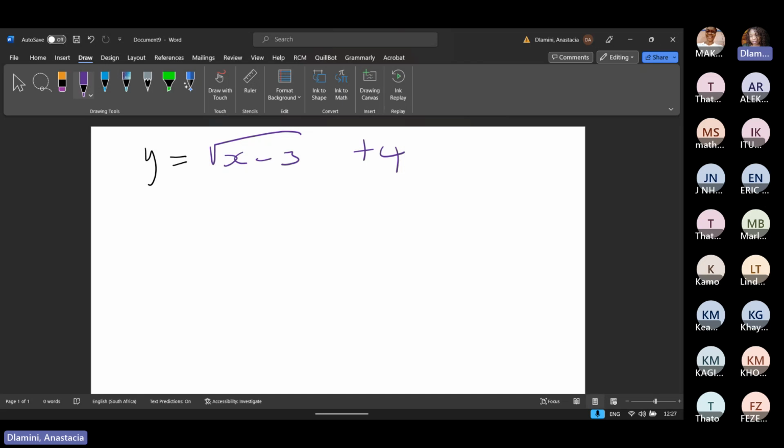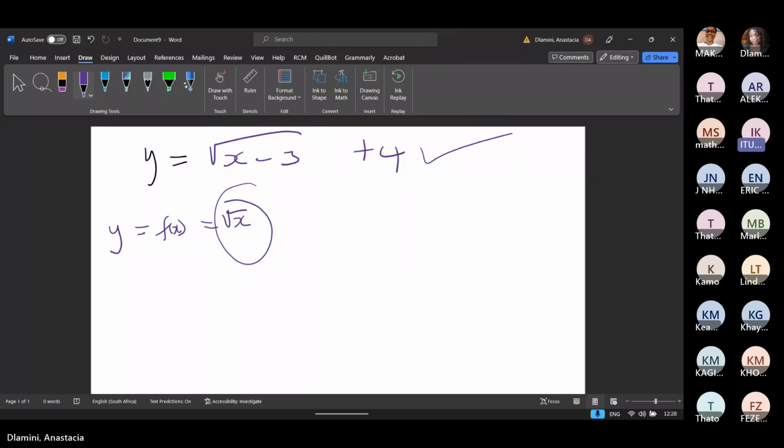Before we explain the transformation, what is the parent function? Y is equals to? Square root of x. Thank you. Now explain the transformation. How did they move from y is equals to square root of x to y is equals to that? Let's call this f of x. Please explain the transformation. How do they move from the parent function to this function over here?